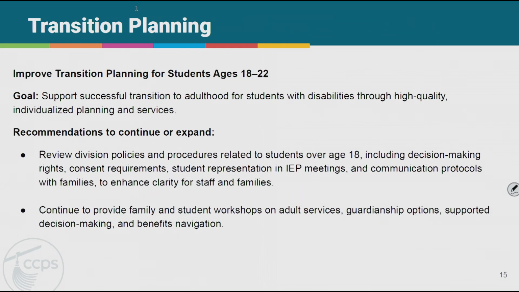Transition planning. We encourage the county to support a successful transition to adulthood, specifically for students aged 18 to 22 with developmental disabilities who may have unique needs and challenges and vulnerabilities.